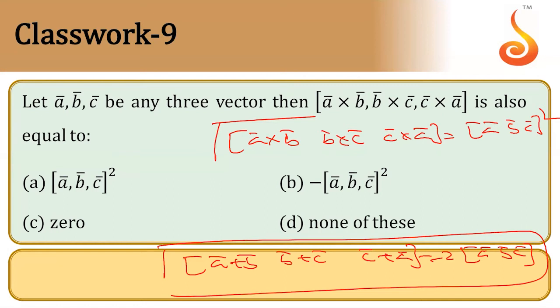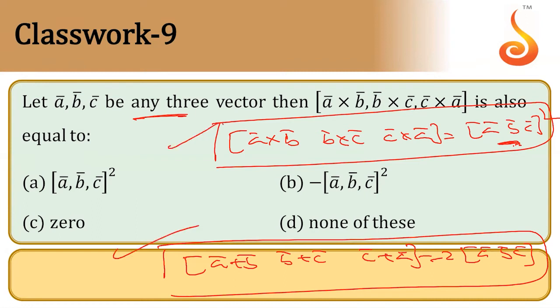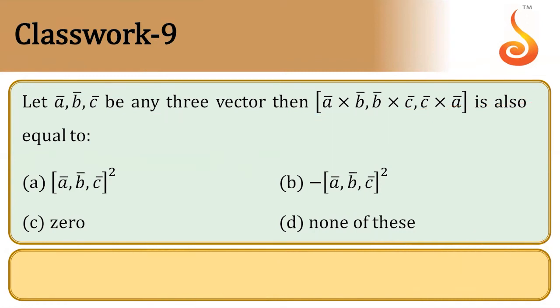2 times box ABC. These two properties are most important properties for solving questions. But this is the case where ABC are non-coplanar. Suppose ABC are coplanar, in that case this becomes 0. If it is coplanar, box ABC value equals 0. In both cases 0 only. They should give non-coplanar vectors, but they give any three vectors. So A cross B, B cross C, C cross A is box ABC whole square, a standard property. Here A plus B, B plus C, C plus A is 2 times box ABC. The two are important properties. Now A is the right answer here.